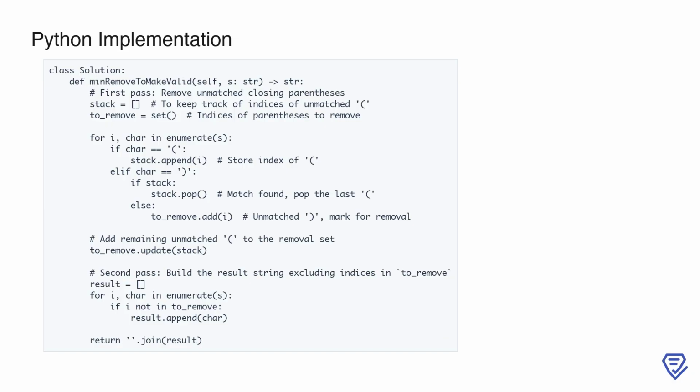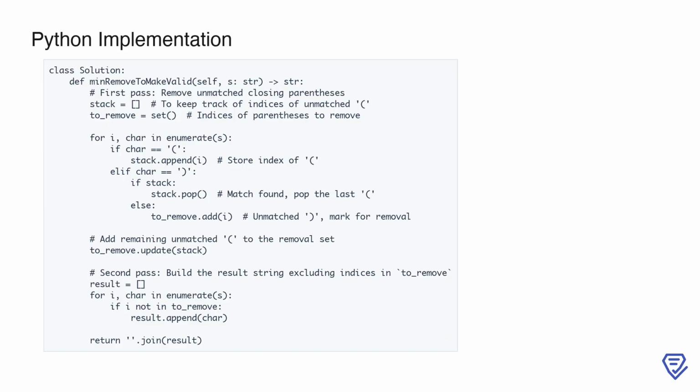2. Iterating through the string, the code iterates over the characters of the string s. If it encounters an opening parenthesis, it stores its index in the stack. If it encounters a closing parenthesis: if the stack is not empty, it means there's a match, so the top index is removed from the stack. If the stack is empty, it signifies an unmatched closing parenthesis, so its index is added to to_remove. 3. Unmatched opening parentheses. After processing the string, any remaining indices in the stack represent unmatched opening parentheses. These are added to to_remove.